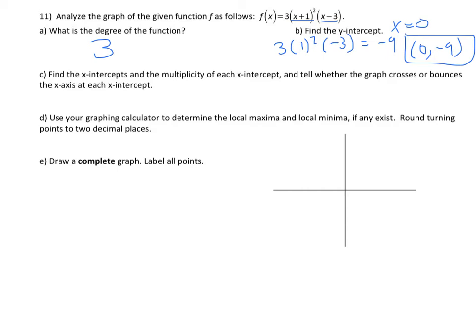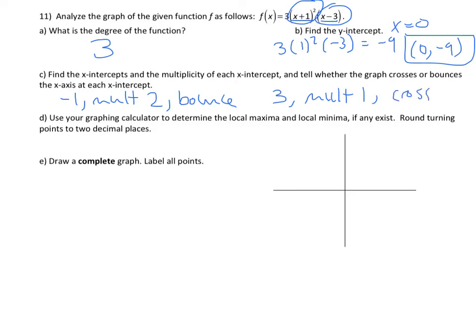And the x-intercepts and their multiplicity, this has 2 x-intercepts. One is going to be at negative 1, and that's going to be multiplicity 2 because it's raised to the second power. And even multiplicity bounces. And then our other x-intercept would be positive 3. That's multiplicity 1. And it's an odd multiplicity, so it's going to cross.